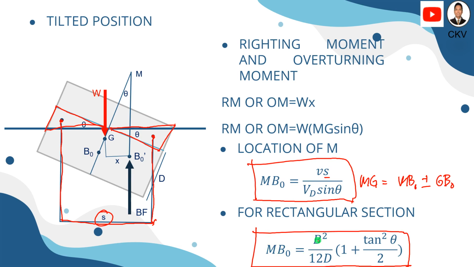We have a formula of b squared over 12d, times 1 plus tan squared theta over 2. Here b is the width of the body, and d is the depth of fluid at the initial position.